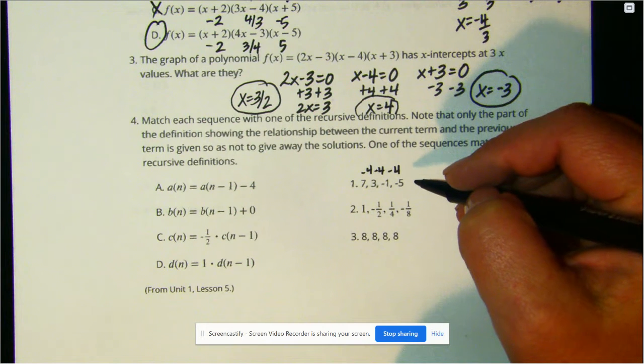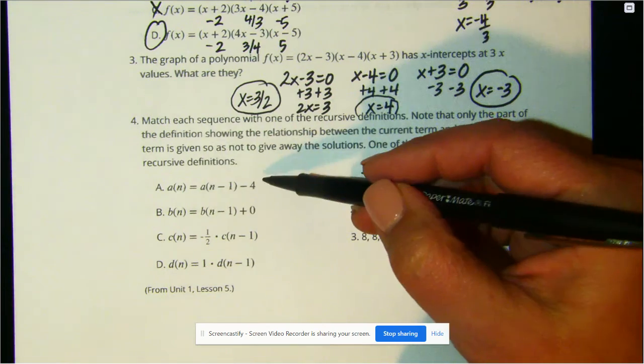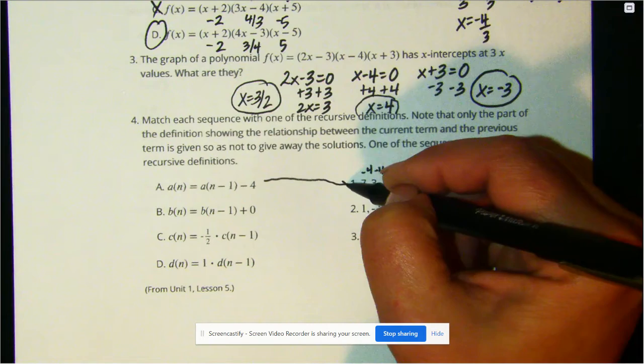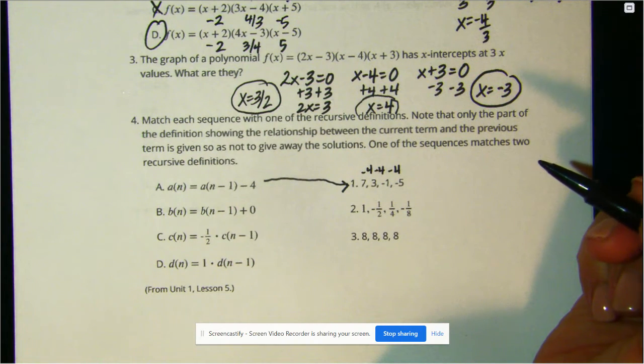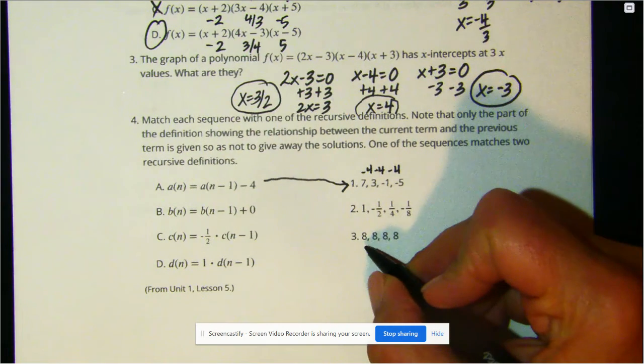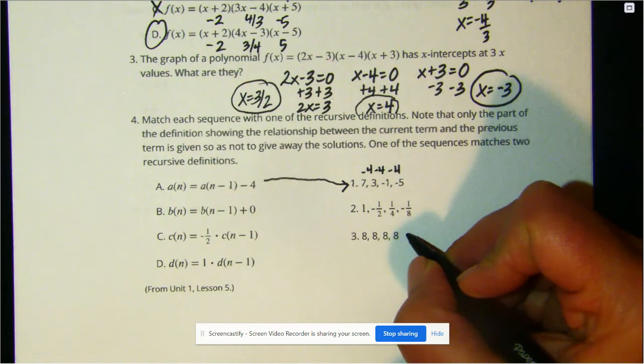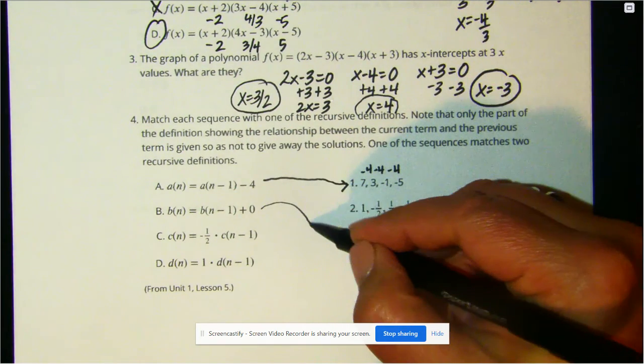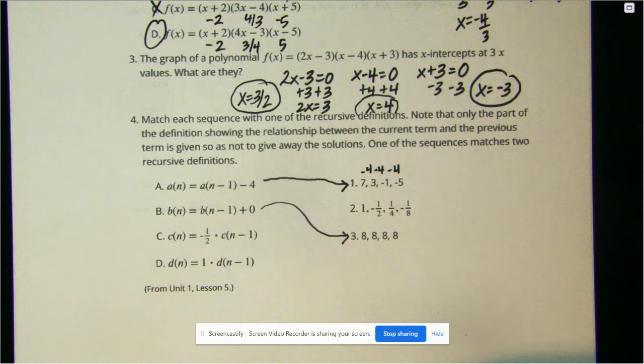This one, so that one goes to this one, right? Subtracting 4 each time. A goes to 1. This one is kind of easy. You're not adding anything, right? It's just 8, 8, 8, 8. That's this one. You know, they didn't give us the first term, otherwise we would have figured it out.